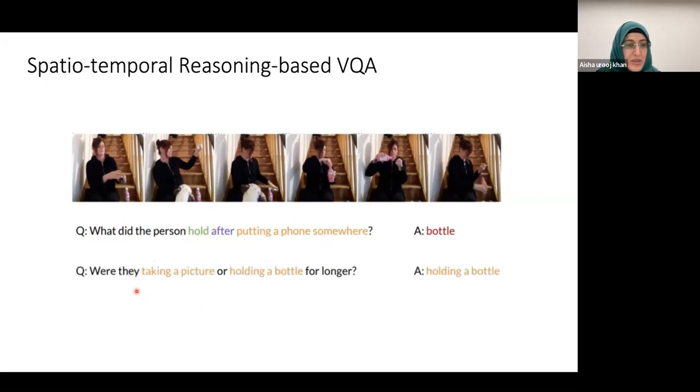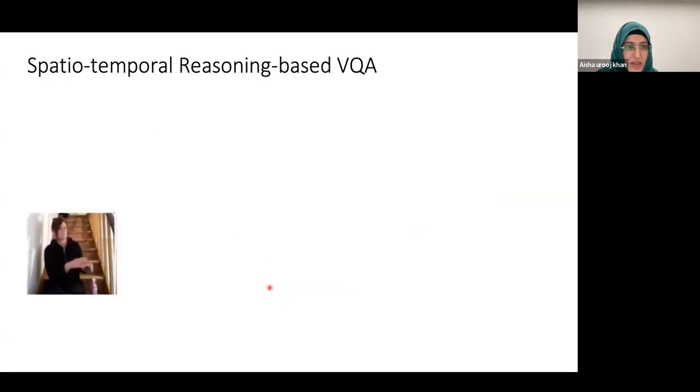Here is another example. The question is, were they taking a picture or holding a bottle for longer? And here we see that the picture was being taken in the first 2 frames, and then the person was holding the bottle for a longer period. So we have to not only recognize these actions happening in the video, we also have to understand the duration, that is, which action happened for longer. This makes it much more complex than a simple visual question answering task. But if we understand what the actions happening in a video are and what the relationship between different objects is over time, that makes our job much easier.